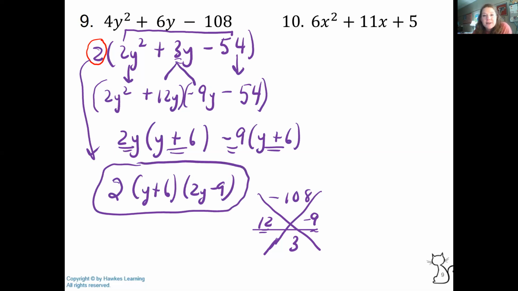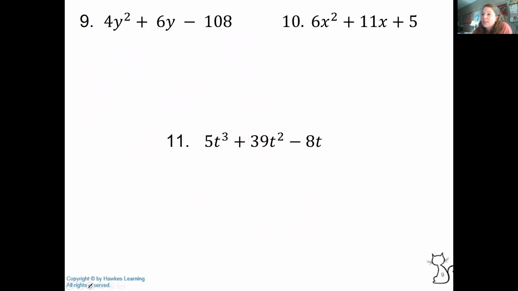Look at that. Every time we do them, it gets a little easier, right? Okay, I'm going to erase this. Everybody got it? Okay, we're going to do number 10. Do they have any common factors? Nope. So we're going to do the AC method.